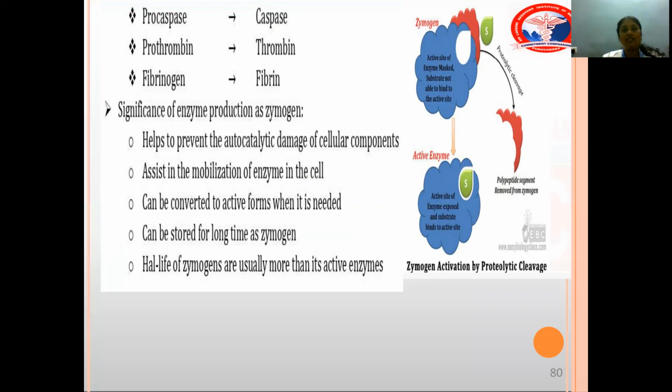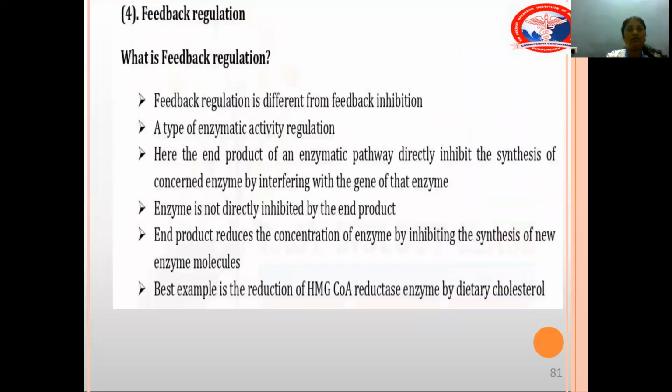The significance of producing enzymes as zymogens is that it helps prevent autocatalytic damage of cellular components. It helps in mobilization of the enzyme within the cell, and it can be converted to the active form where and when it is needed. It can be stored for a longer time as the inactive precursor form, and the half-life of zymogens is usually more than that of their active counterparts.